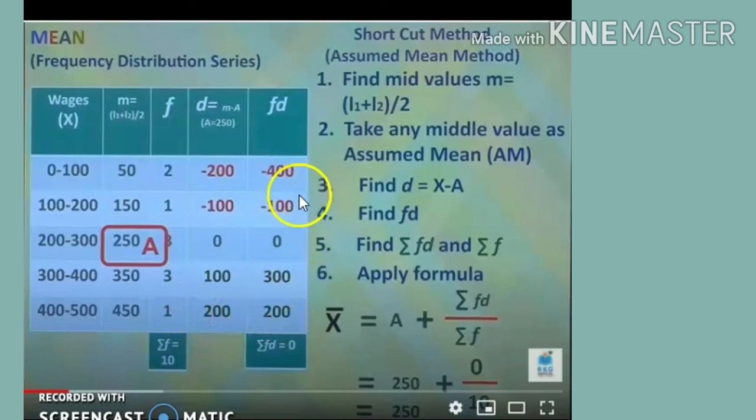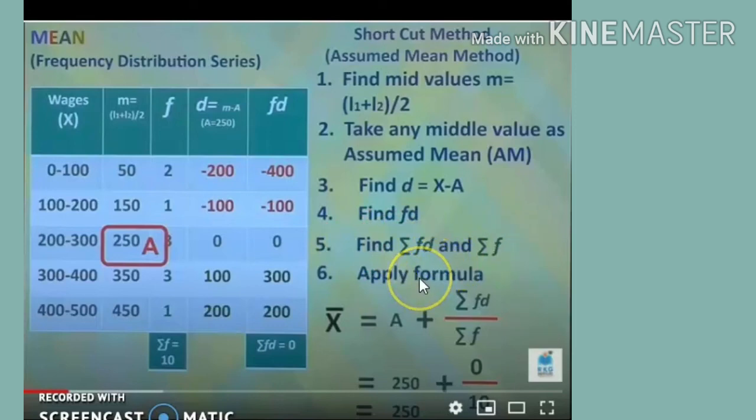And you can see by adding, first you have to add the minus signs together and plus signs together, and then subtract. So minus signs together, you will be adding 400 plus 100, you will be getting minus 500. Next here 300 plus 200, you will be getting 500. By subtracting these two, you will be getting 0. So sigma fd is equal to 0. So here we have found fd, and sigma fd and sigma f.